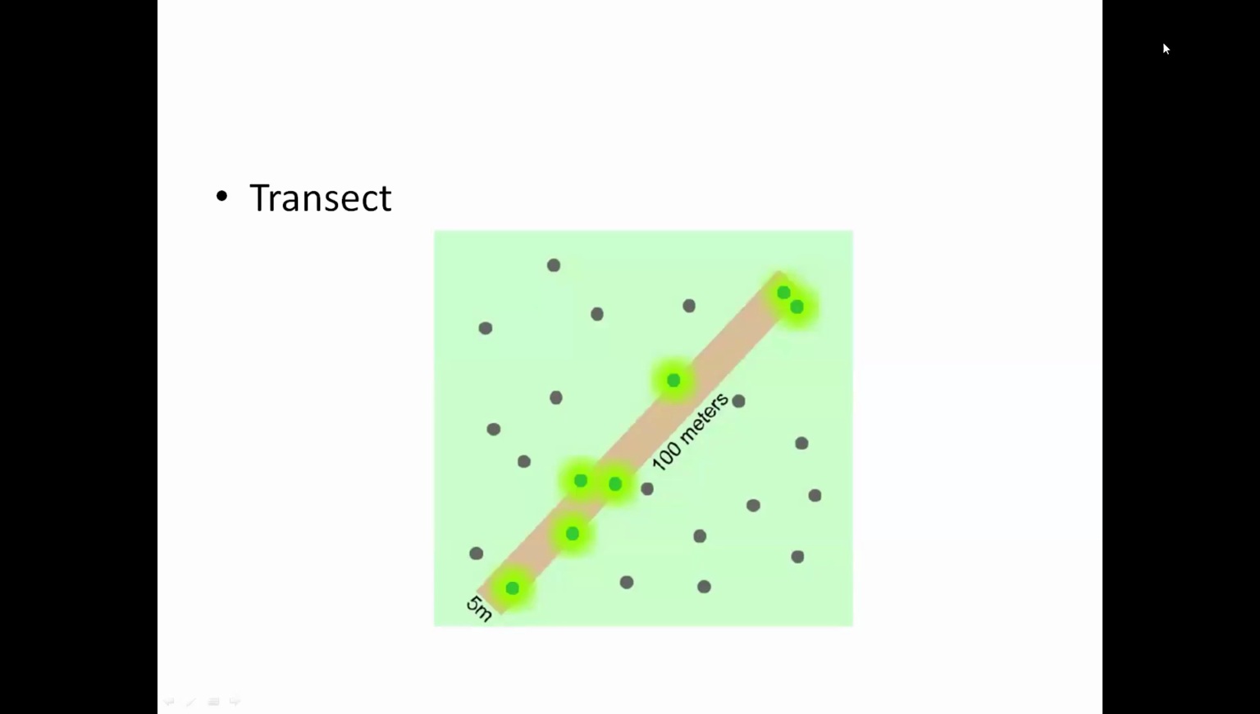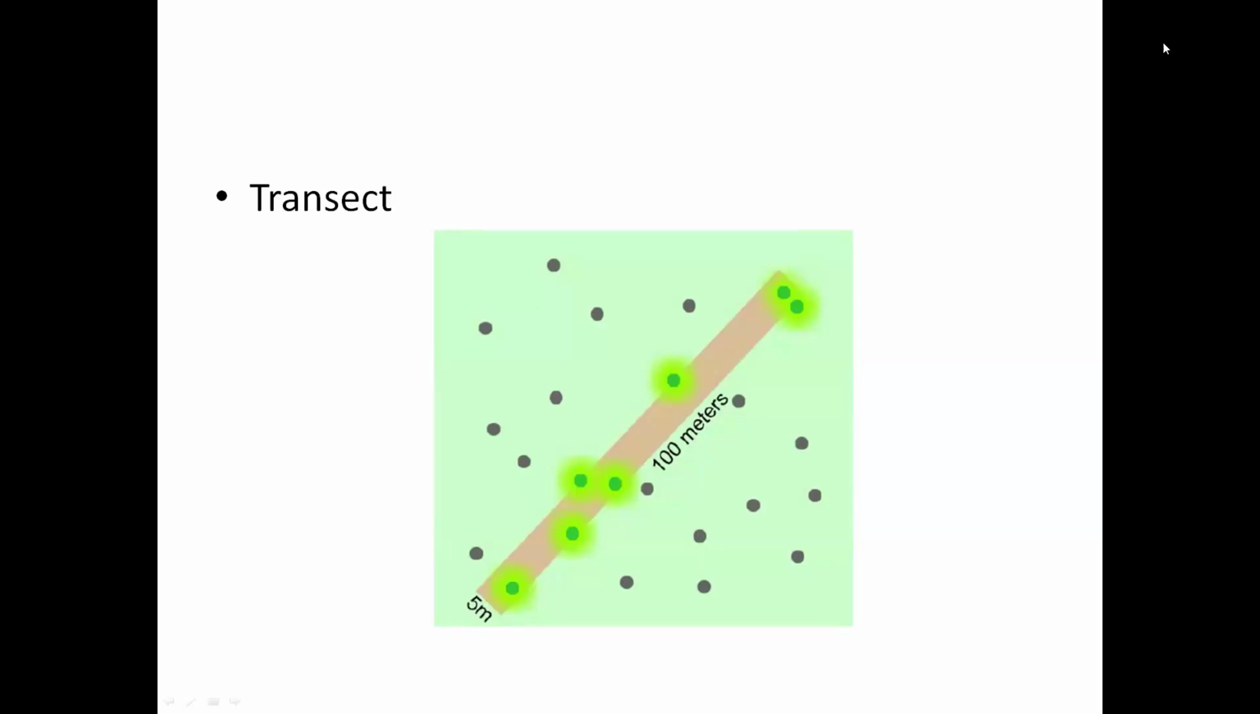So this is an example that is used mostly for trees. If this is a forest, you assume that the green square is a forest. You walk, say, 100 meters, and in a width of 5 meters, you sample every tree that you encounter. And so that is transect sampling.